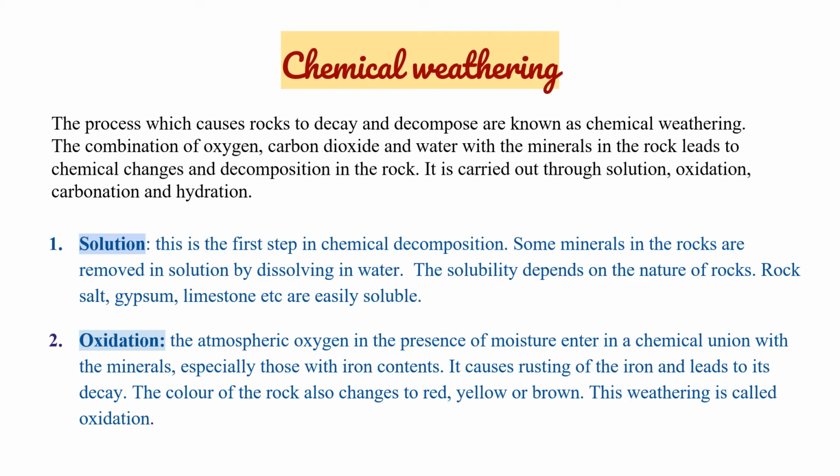Oxidation. The atmospheric oxygen in the presence of moisture enters into a chemical union with minerals, especially the iron contents. It causes rusting of the iron and leads to decay. You know, when the iron rusts, it has a different color. The color of rock changes to red, yellow or brown. This weathering is called oxidation.